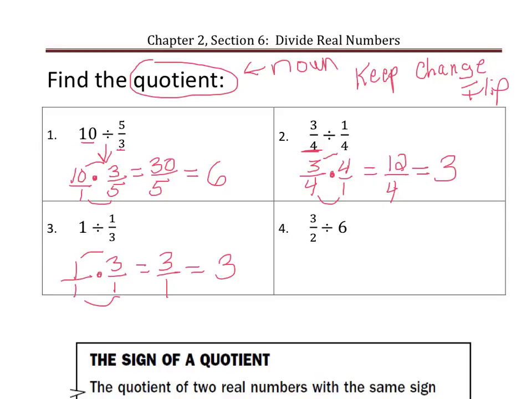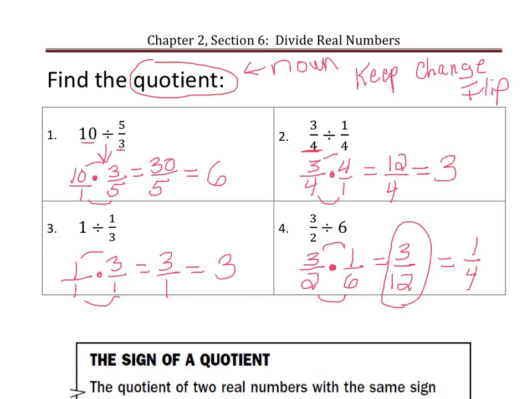Finally, number 4, 3/2 divided by 6. I'm going to keep 3/2 the same. I'm going to change division to multiplication of the flip, the reciprocal or multiplicative inverse. 3 times 1 is 3. 2 times 6 is 12. And you can leave your answer as 3/12, that's perfectly fine. Or you can simplify this as well to an equivalent fraction, which is 1/4. That would be both the numerator and denominator being divided by 3.